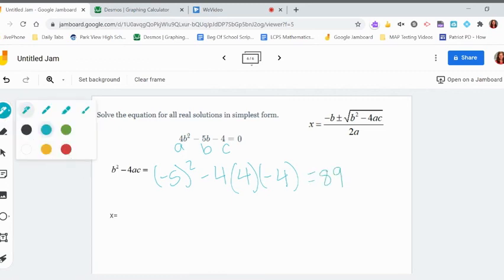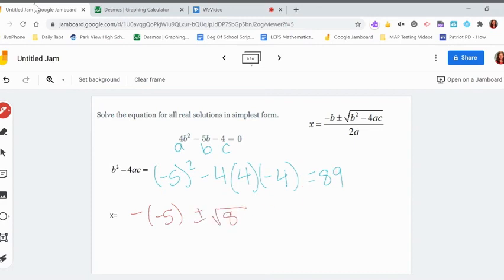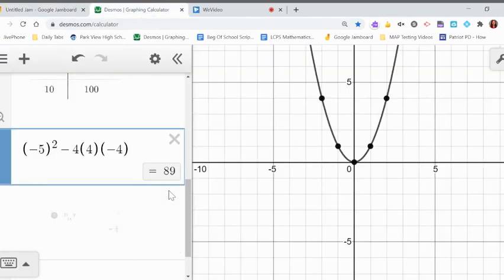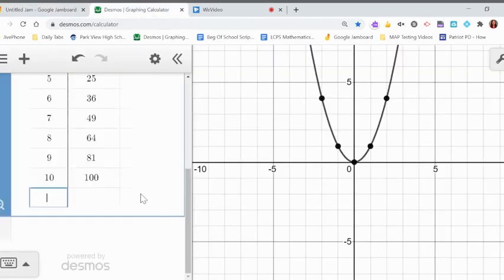Okay. So now I'm going to follow my formula. My b is negative 5 plus or minus square root of 89. Remember that goes there. All over 2 times my a, which is 4. Negative 5 is 5 plus or minus. Let's see if I can simplify 89.